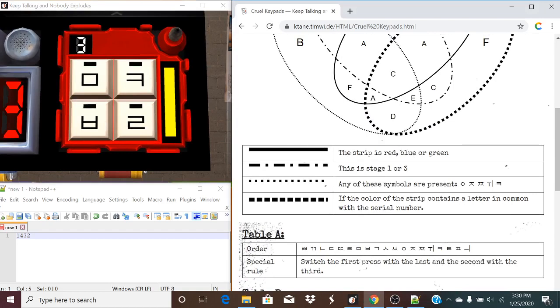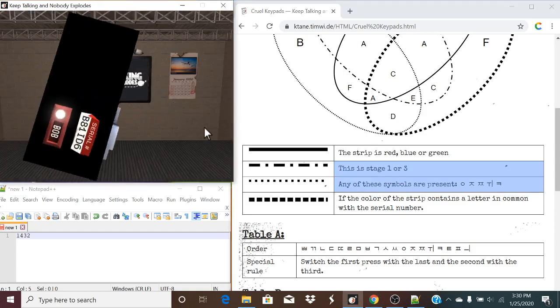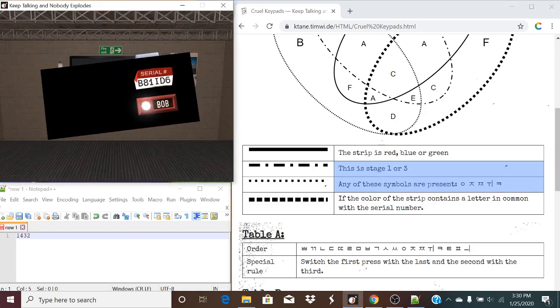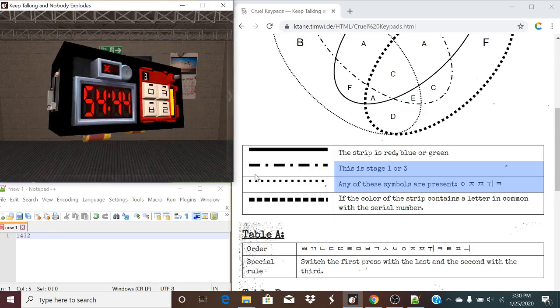One more stage. The strip is red, blue, or green. No, it is yellow in this case. Stages 1 or 3. Yep. 0 wishbone with line. 2 wishbones with lines on top. Tango with a line or backwards foxtrot present. Yes. Strip contains a common letter with the word yellow in the serial number. No. So these are the only two we're looking at.